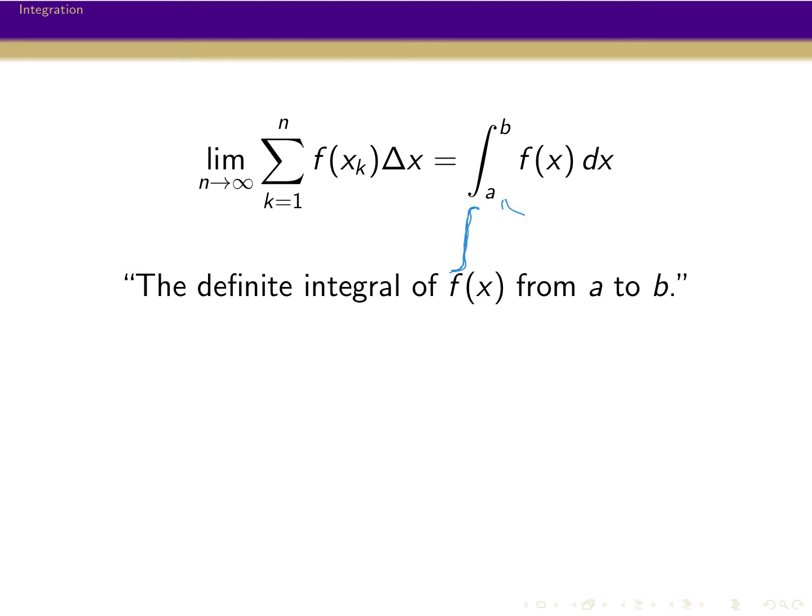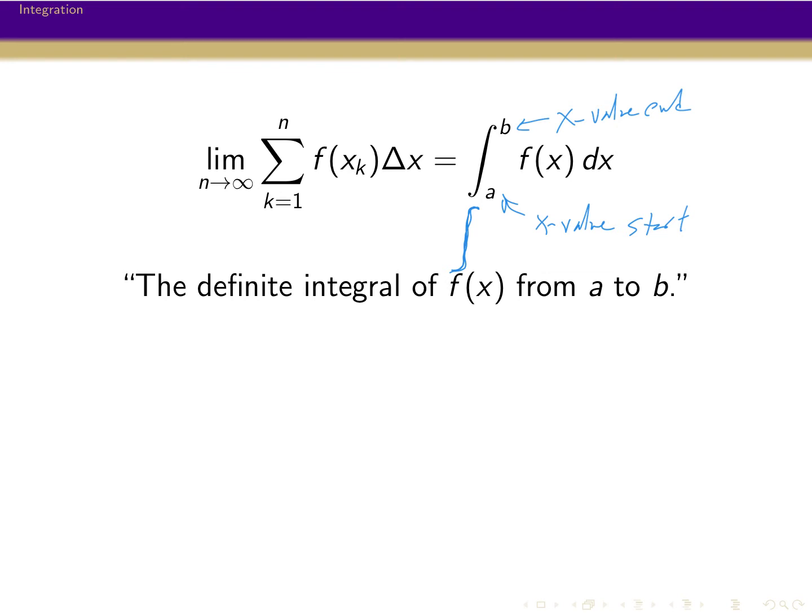And then the a is the x value that we start at. b is the x value that we end at. And then the delta x has changed into the dx, in the same sense of when we take the limit using the limit definition of the derivative, the delta x on the bottom turns into a dx. And so we call this the definite integral of f of x from a to b. Okay, so this is just notation.